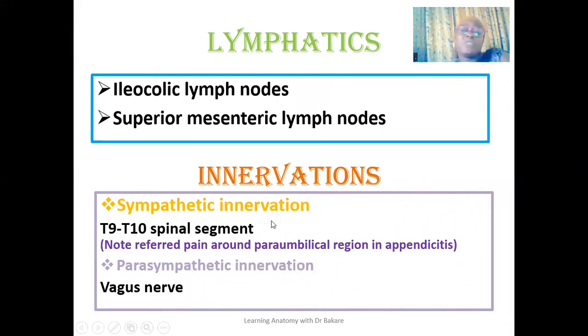So it is also good for us to establish the fact that referred pain from the appendix can be felt around the paraumbilical region. This is because the paraumbilical region of the abdomen is also innervated by T9, T10 spinal segments. So when you have pain in the appendix, it will also be relayed to this region because they are supplied or innervated by the same spinal segment. It's also good for us to be able to establish this. While the parasympathetic innervation is through the vagus nerve.